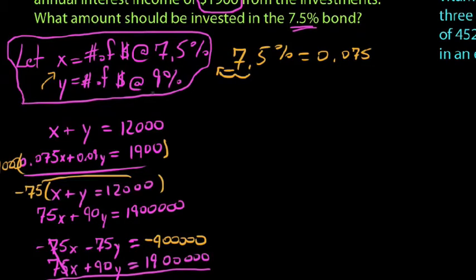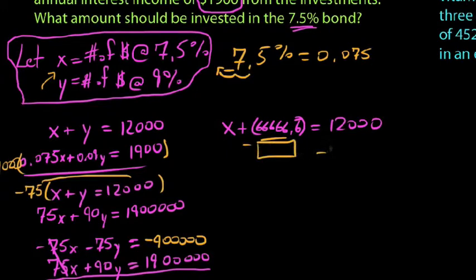Knowing this, and this is a system of course, we knew the total amount of dollars in this equation. We say x plus y equals 12 grand in dollars. If we put the 6,666.66 repeating dollars back in, we could solve for x by subtracting this value from both sides. So now we say x equals that 12 grand minus that 6,666.66.